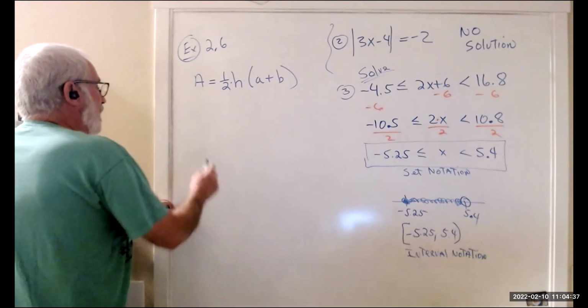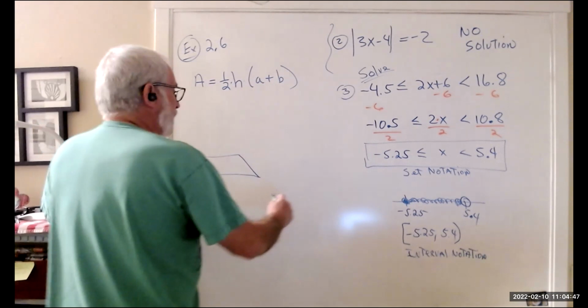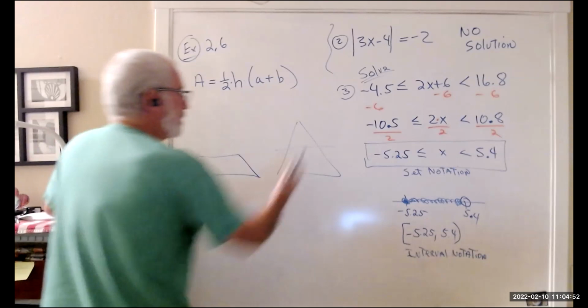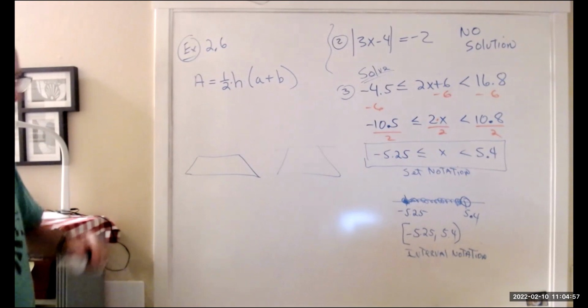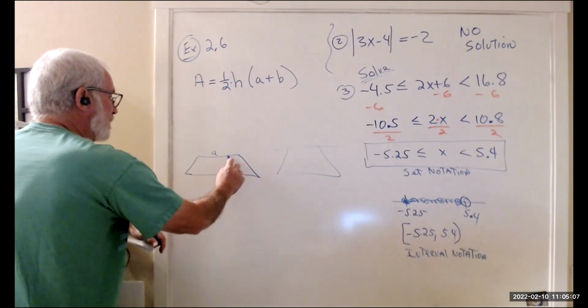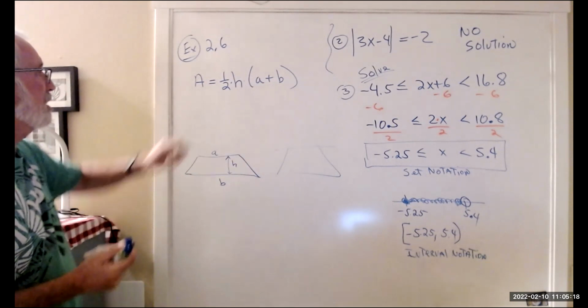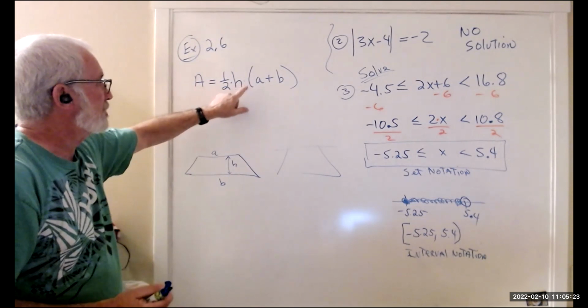But if you know what a trapezoid looks like, a trapezoid looks like sort of a triangle. If you think of a triangle, and then you chop its head off, you chop the top off, that's called a trapezoid. And if you want to find the area, if this whole side is b and this whole side is a, and the height from a to b is h, we always use h for height, then if I gave you those numbers, the area would be 1/2 times the height times the quantity a plus b.